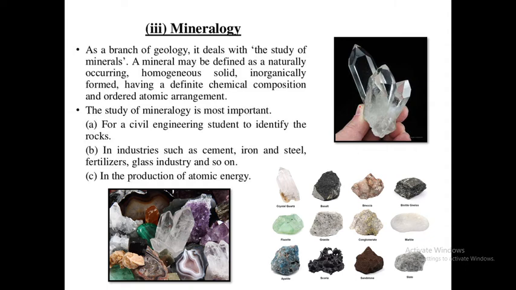A mineral may be defined as a naturally occurring homogeneous solid, inorganically formed, having a definite chemical composition and ordered atomic arrangement. So it is a simple definition for a mineral. Here you can see various minerals, that is quartz mineral is there, basalt is there, breccia. So all these are various minerals. Okay, fluorite, granite.